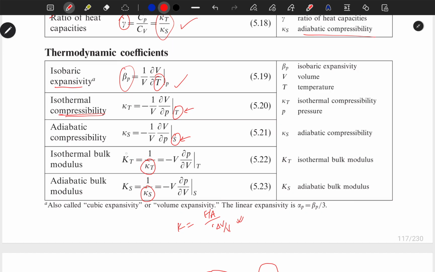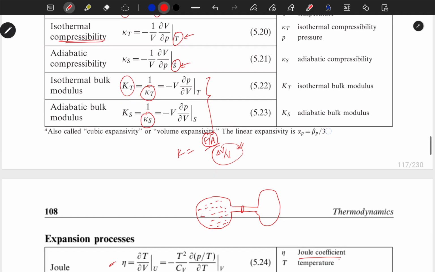Isothermal bulk modulus is K of T equal to 1 by kappa T, that is the inverse of the kappa T. Similarly, adiabatic bulk modulus is 1 by kappa S. So we can also compare with elastic modulus equal to stress by strain. So force per area will be the unit of the elastic modulus or bulk modulus here in this case. So the unit would be pressure. So in both cases we have pressure unit.